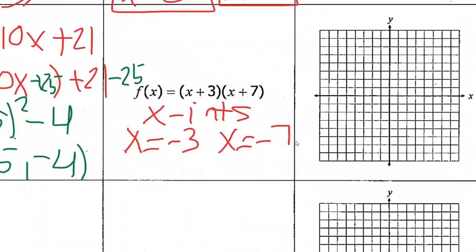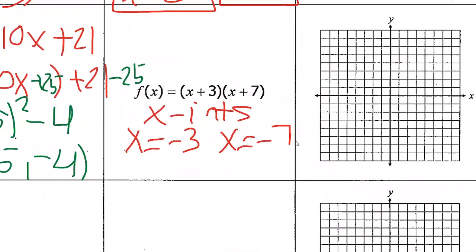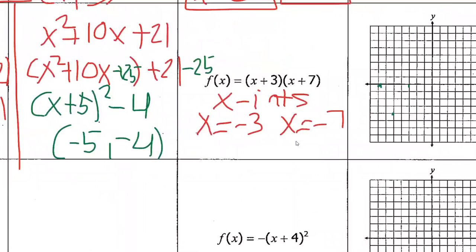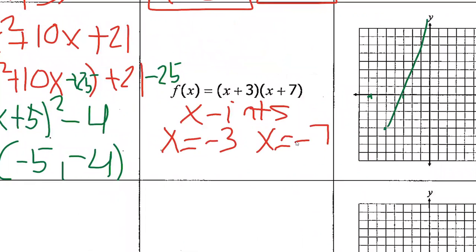But like I said, our x-intercepts were at -3, -7. Hopefully I'm not miscounting it. And then -5, -4, 3, 4. So hopefully I'm not miscounting, but it would look something like this. And our y-intercept was 0, 21. So it would cross eventually up there, but our graph's going to look something like that.